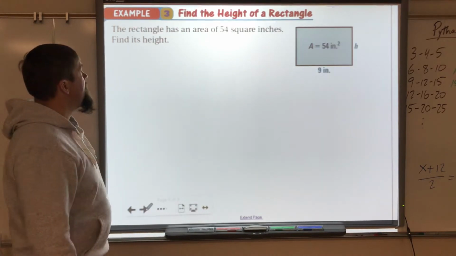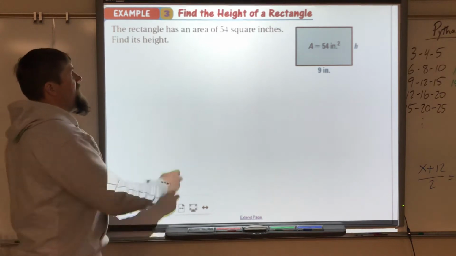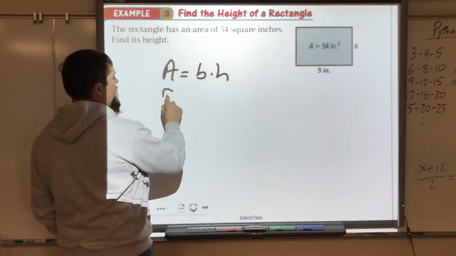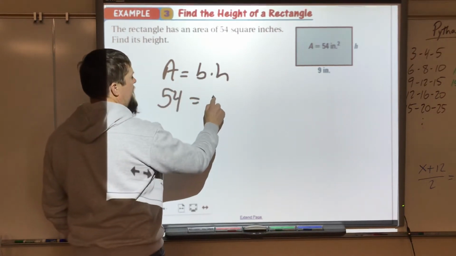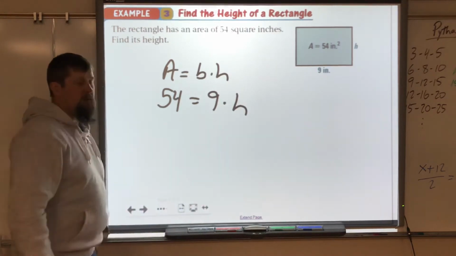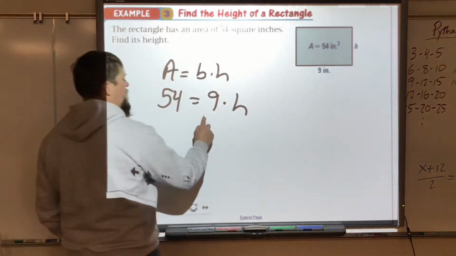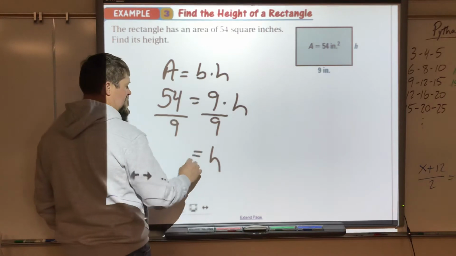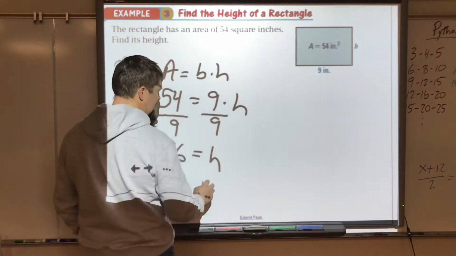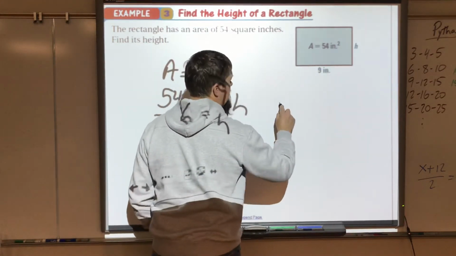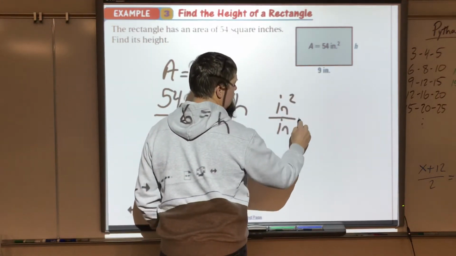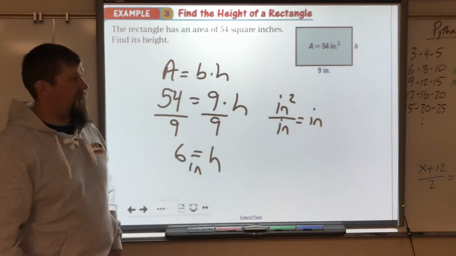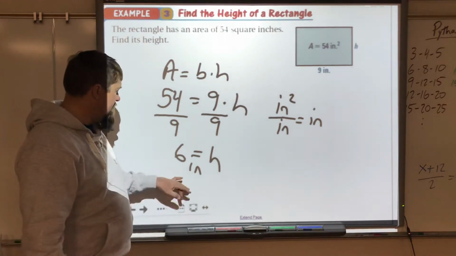It says the rectangle has an area of 54. Find its height. So area is equal to B times H. We know the area is 54. The base is 9. The height we don't know. So we are going to start by dividing both sides by 9. H then is equal to 6, and of course this way you're taking inches squared divided by inches, which is just inches, so it's 6 inches. The height can't be an area, the height is a distance, so it's inches.